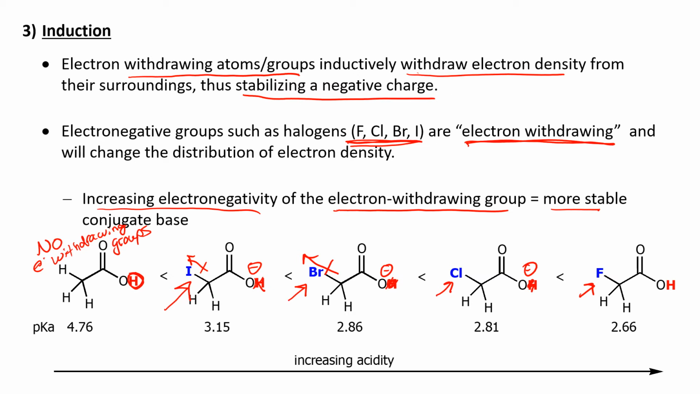Now, if you notice, these halogens are on atoms that are 1, 2, there are 3 atoms away from the negative charge. So this inductive effect is basically pulling electron density through that sigma bond framework. Now, the further away the electron withdrawing group gets, obviously the weaker the inductive effect, and the closer it is, the stronger the inductive effect.